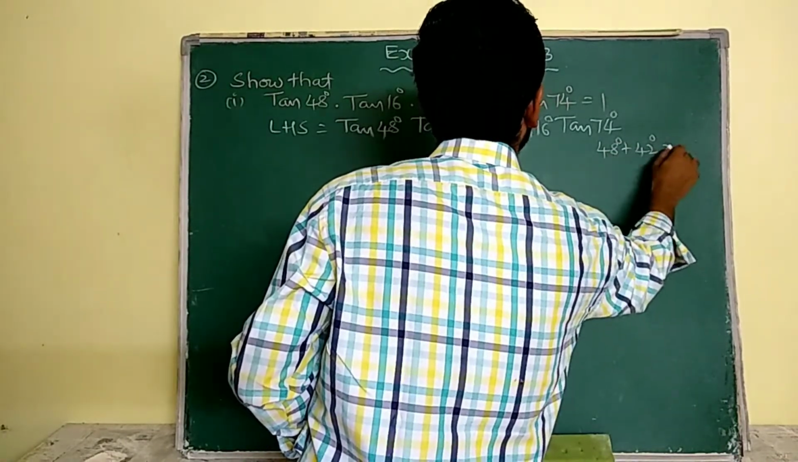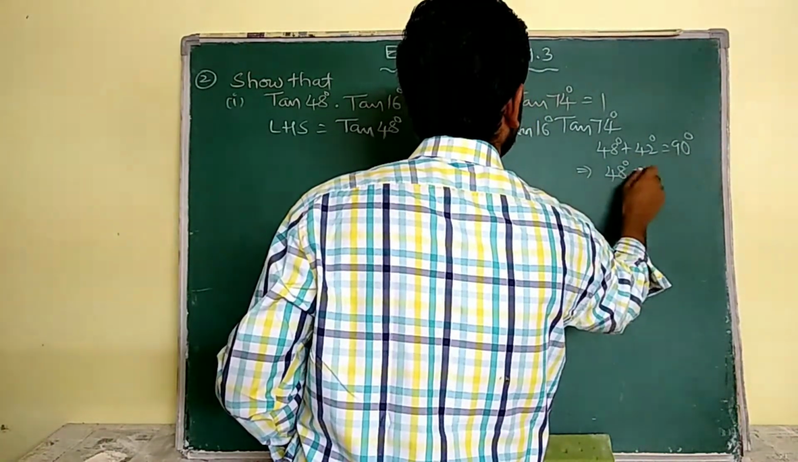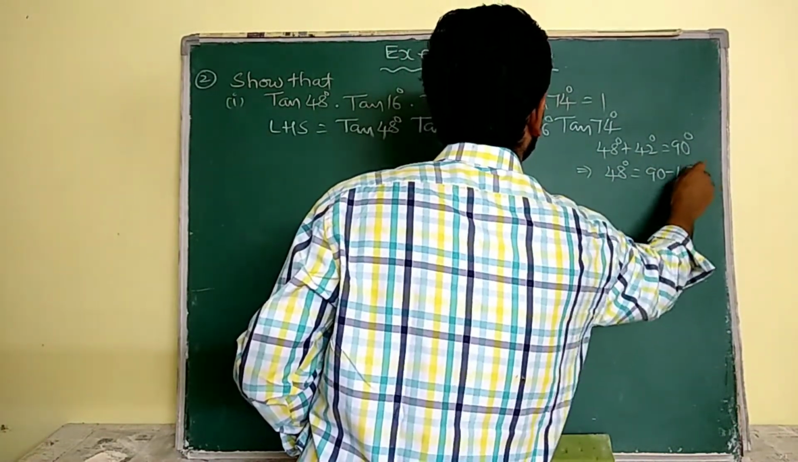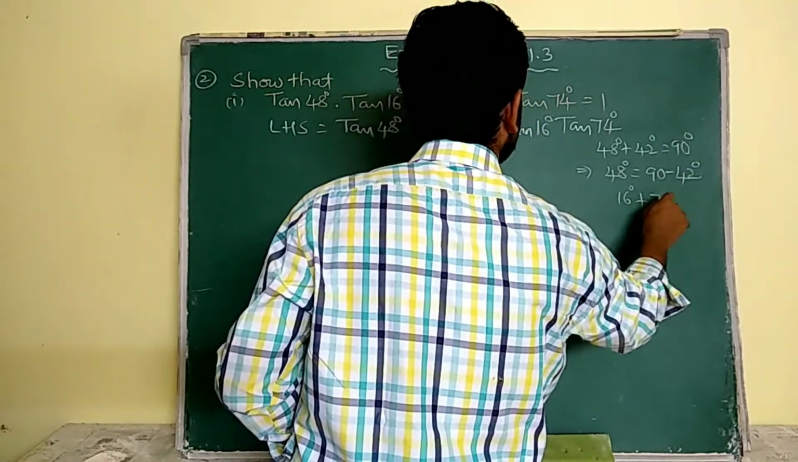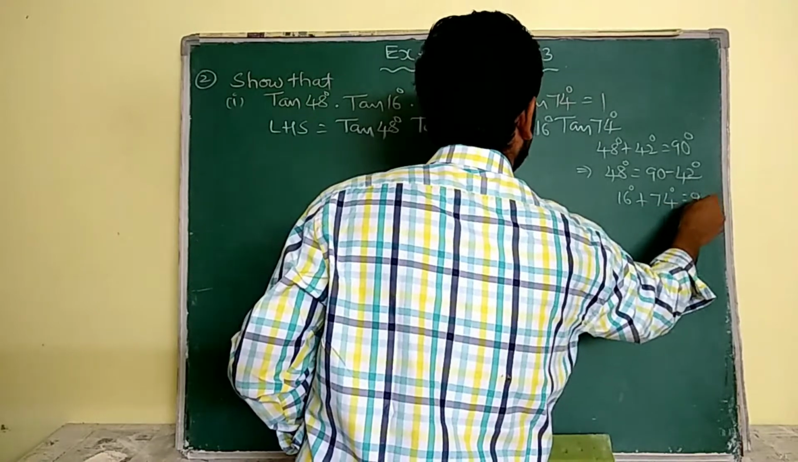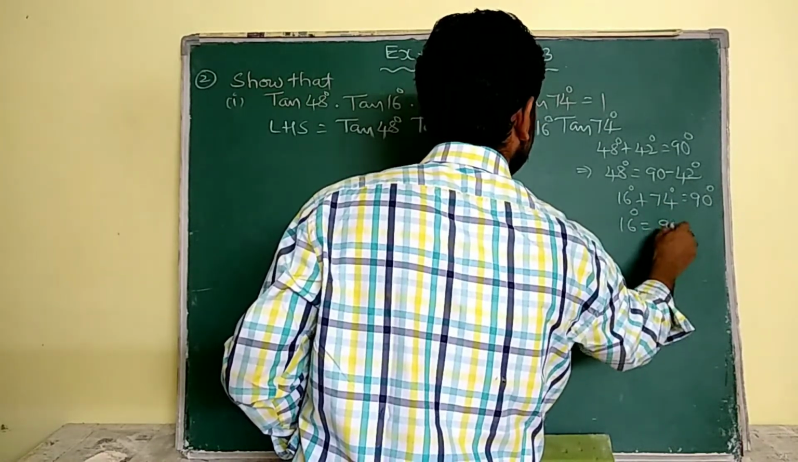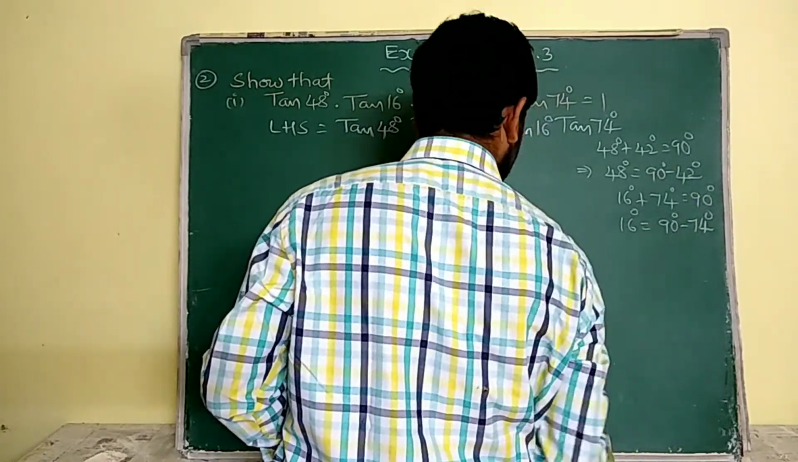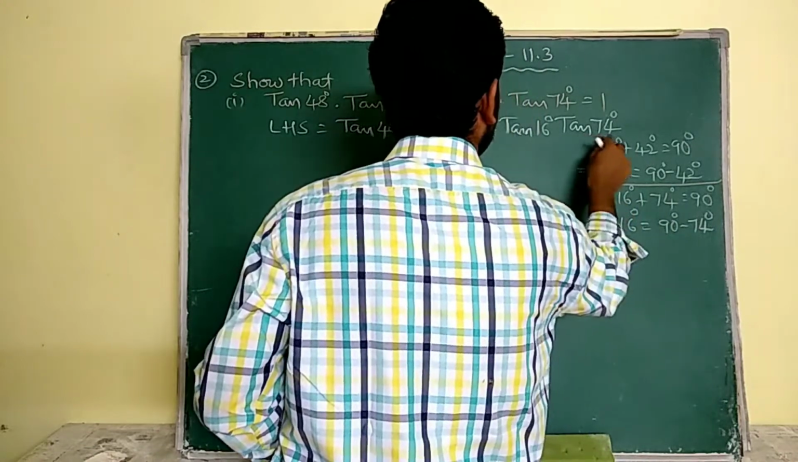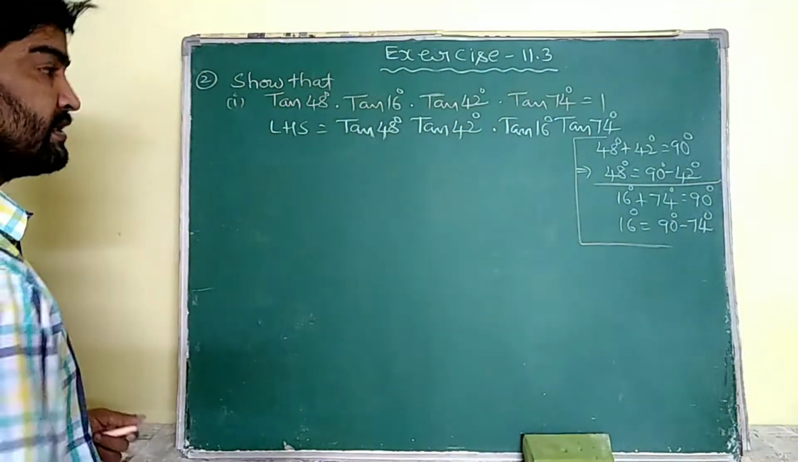Now, see, express: 48 degrees plus 42 degrees is equal to 90 degrees. From this I am going to express 48 degrees as 90 minus 42. This is one. And another one is 16 degrees plus 74 degrees gives 90 degrees. Here I am going to express this 16 degrees as 90 minus 74 degrees. So, these are the two pairs of complementary angles. I am going to use them now.